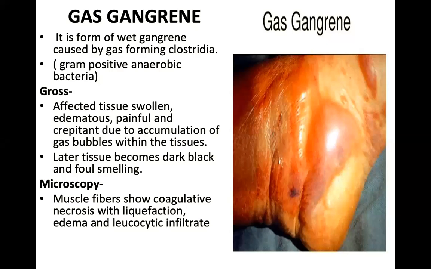Another is gas gangrene. It's a form of wet gangrene caused by gas-forming Clostridia. Okay, bacteria. It's a gram-positive anaerobic bacteria. Merong toxins, di ba? For gross, affected tissue is swollen, edematous, painful, and crepitant due to accumulation of gas bubbles within the tissue. For microscopy naman, muscle fibers show coagulative necrosis with liquefaction. Okay? Edematous and leukocytic infiltrate. Okay, this gas gangrene is caused by Clostridia.